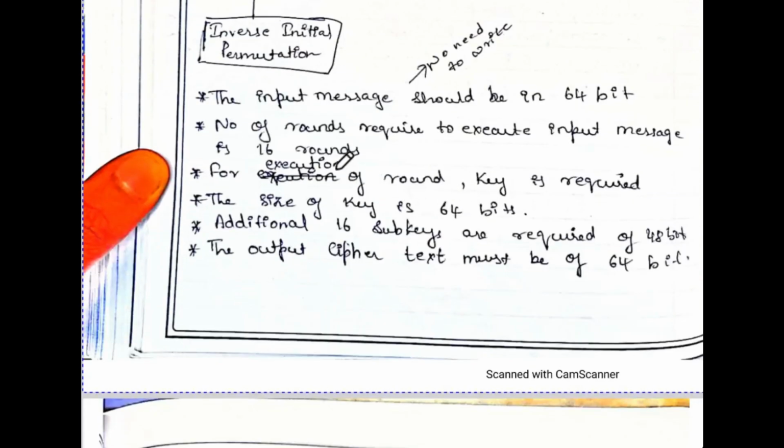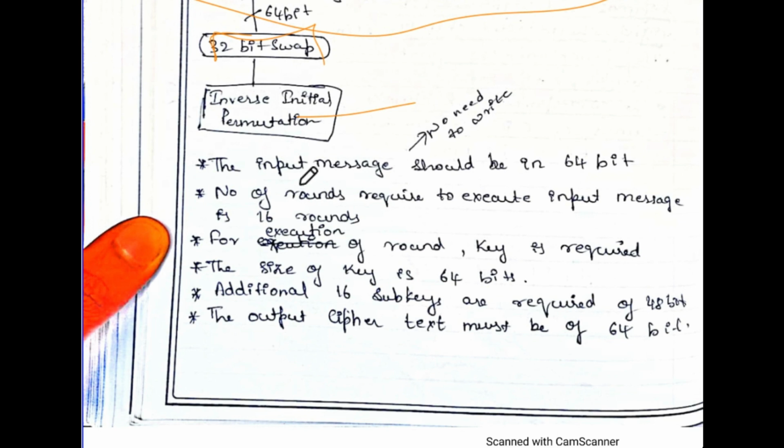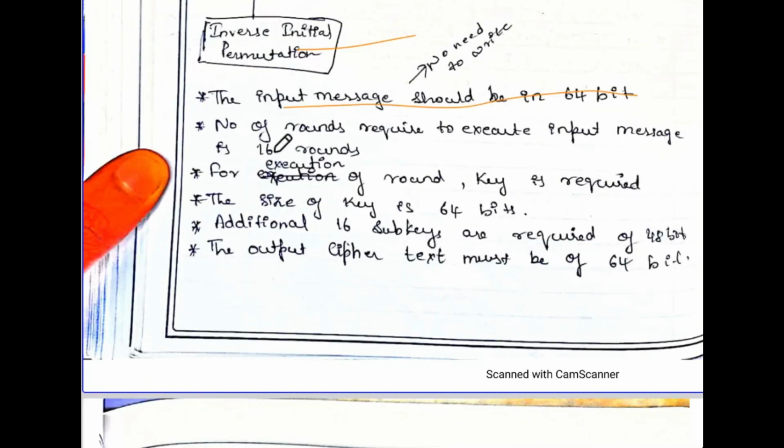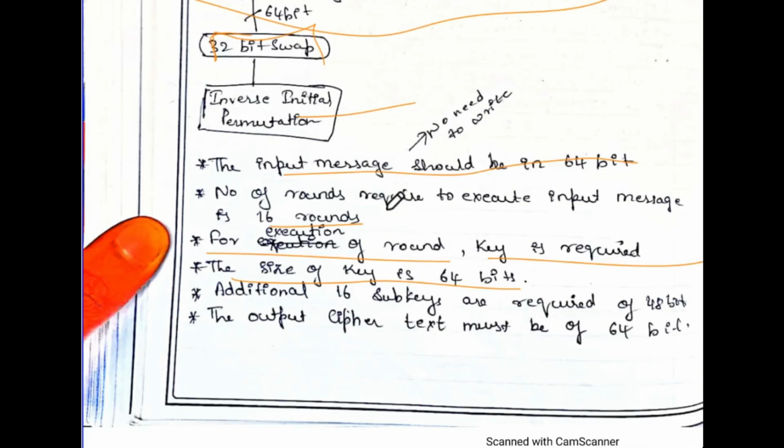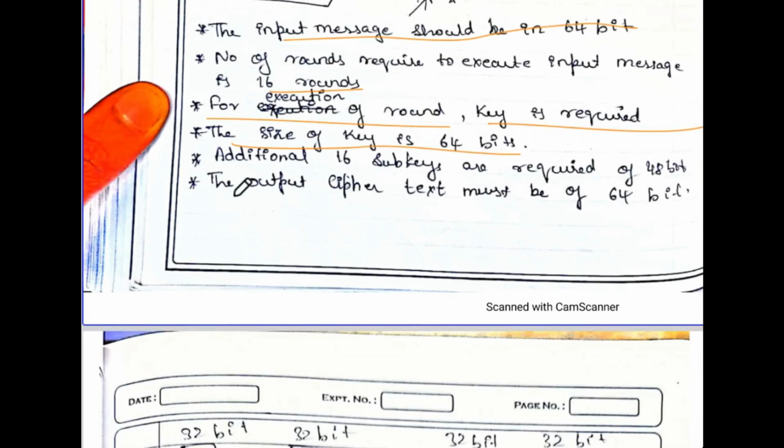Before the 32 bits, what are the things happening? The inverse initial permutation. The input message should be 64-bit. The number of rounds required is a total of 16. For each round, a key is required. The size of the key is 64-bit, and the size of the message is also 64-bit. Additional 16 subkeys of 48-bit are required. The output ciphertext must be 64-bit.